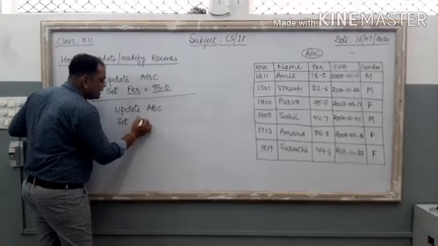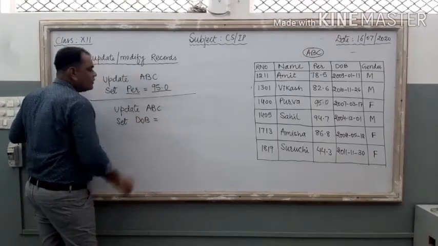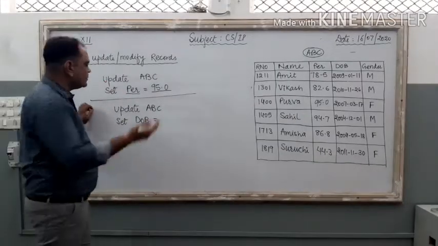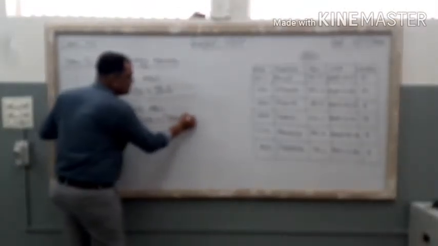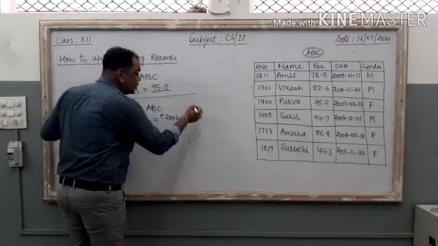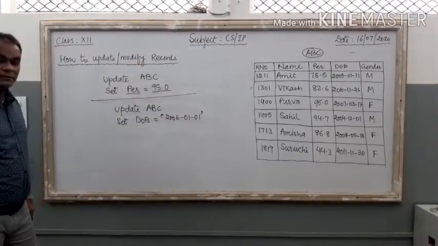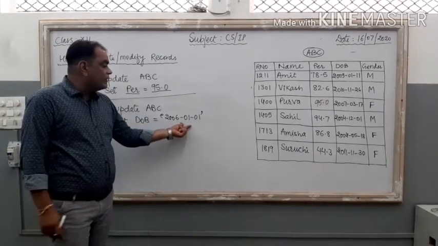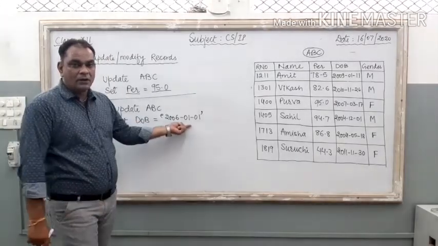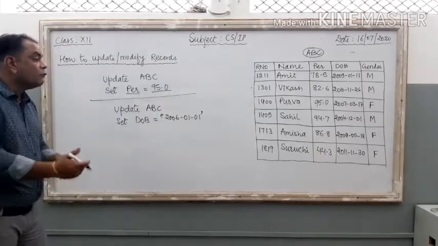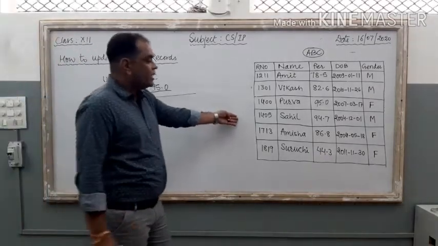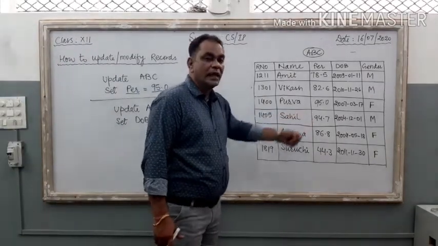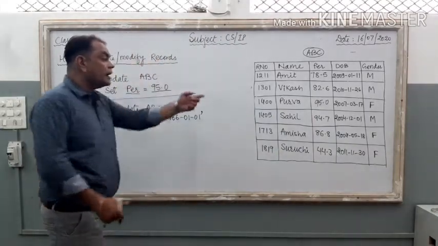So set DOB equal to a new date of birth, suppose I want to write here 2006-01-01. It is the new date of birth of that particular person. Clear? In the second line, the column name and the value that we want to reflect in that particular column. Done. Now how to filter the record of Sahil? We are going to change the date of birth of Sahil, so we have to filter the record of Sahil.